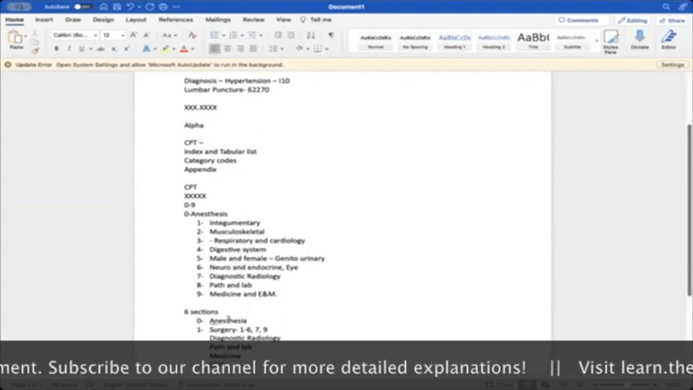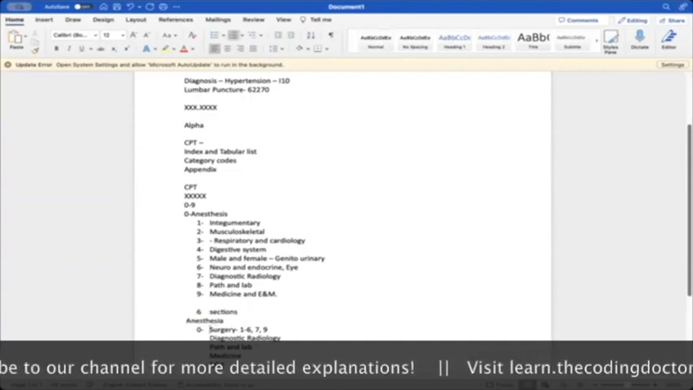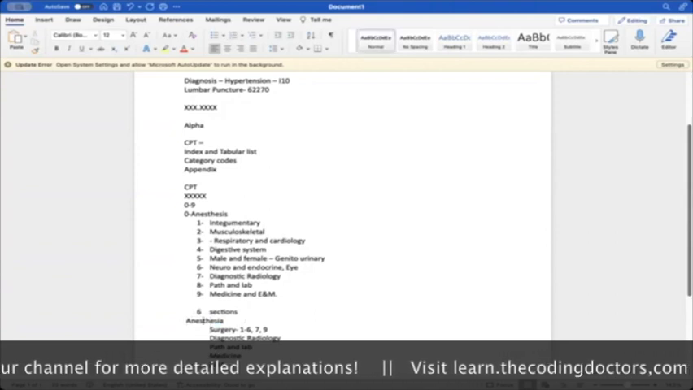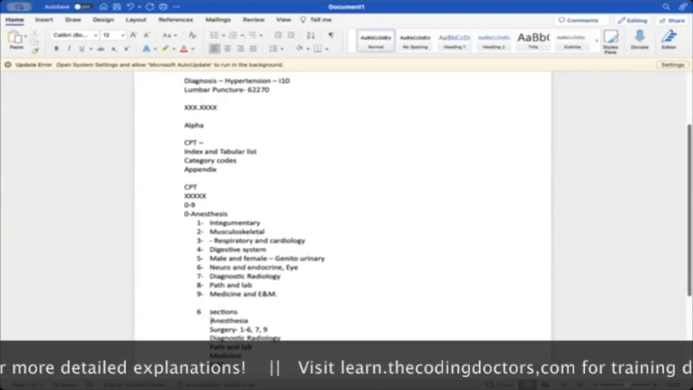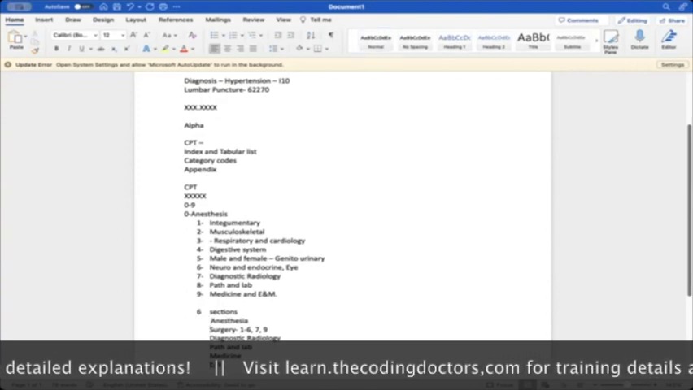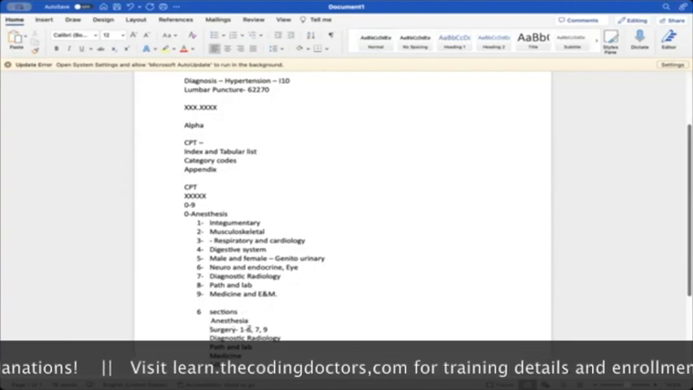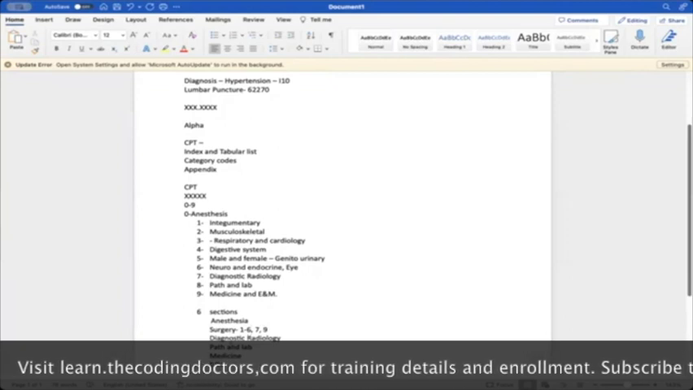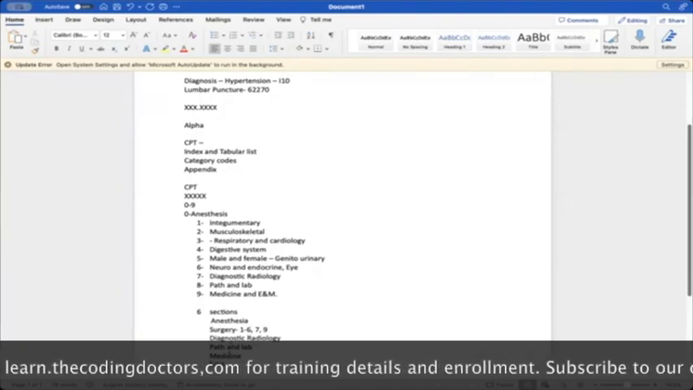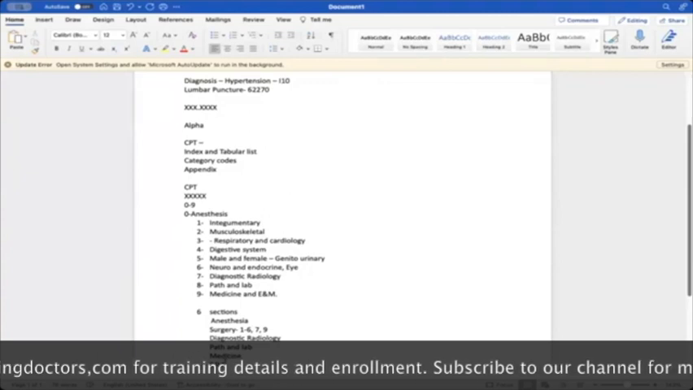So how many sections total as per this? 6. So this is the categorization of the CPT book. Entire CPT codes have been categorized into 6 sections. So anesthesia falls under 0 series, surgery will fall under 1 to 6, some part of 7 and some part of 9. Diagnostic radiology 7 series, path and lab 8 series, medicine and E&M both are different sections falling under 9 series. Understood? Did you get the idea?